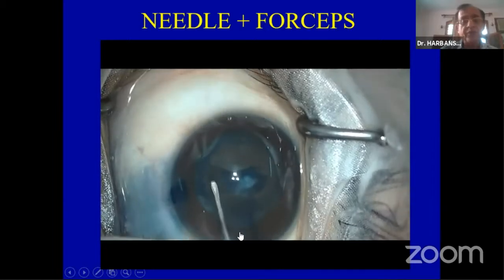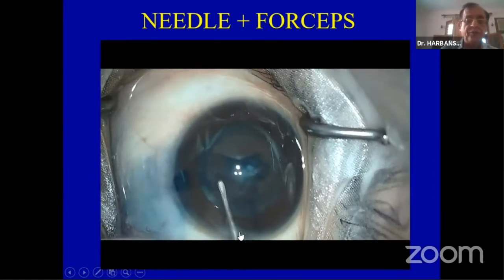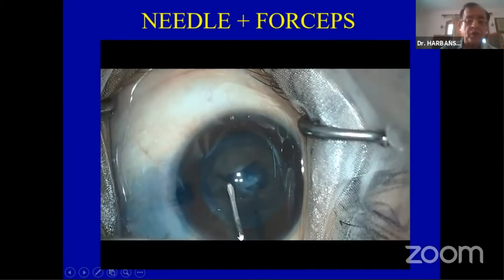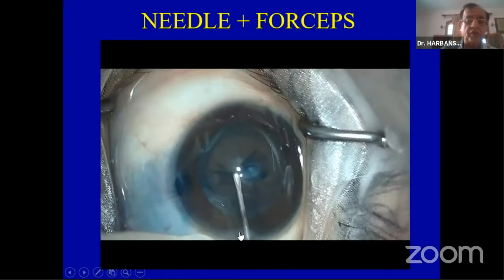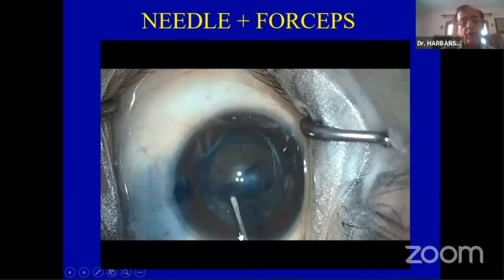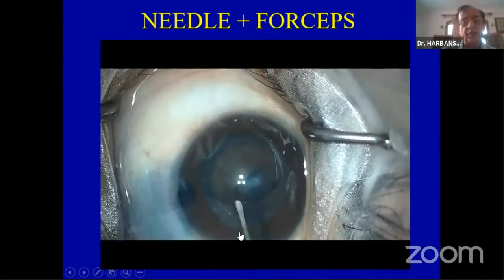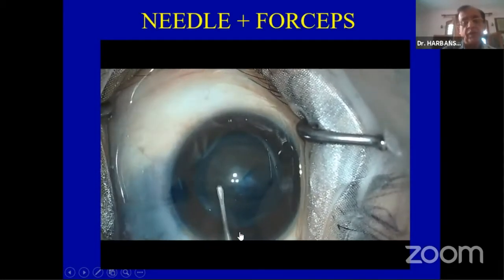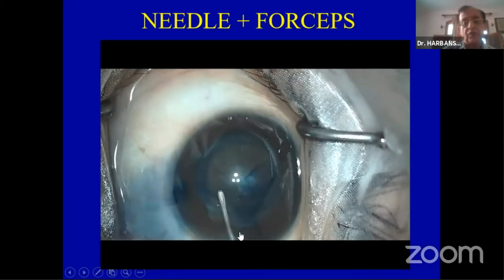So we have done a staining of the capsule. So now when we are trying to pull it, actually the capsule is getting torn over there. The capsule is very fragile over here. And once we don't feel comfortable continuing with the needle, we switch over to the forceps.